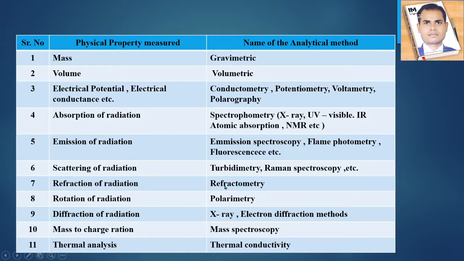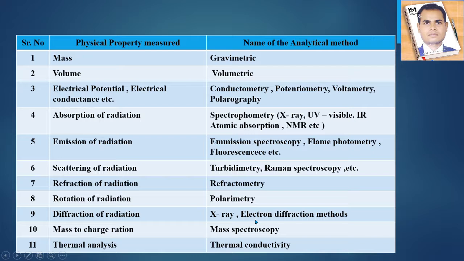Next is refractometry. In this case, we can determine the purity of substances by measuring the refraction of radiation. And next is polarimetry. In this technique, we can measure the rotation of radiation, for example glucose. So we can measure the rotation of radiation by the glucose molecule.